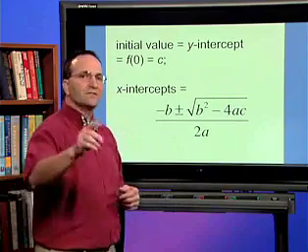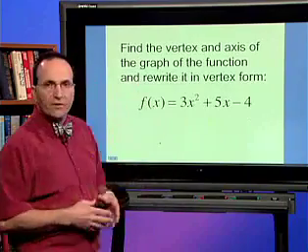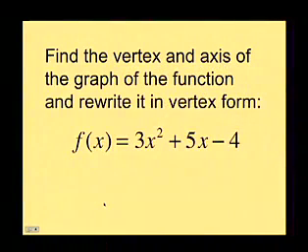Well, it's time for you to try a problem. What I would like you to do is to find the vertex and axis of the graph of the function and then rewrite it in vertex form. The function is f of x is equal to 3x squared plus 5x minus 4. Pause the video while you work on this problem, and when you're finished, restart the video to check your solution.